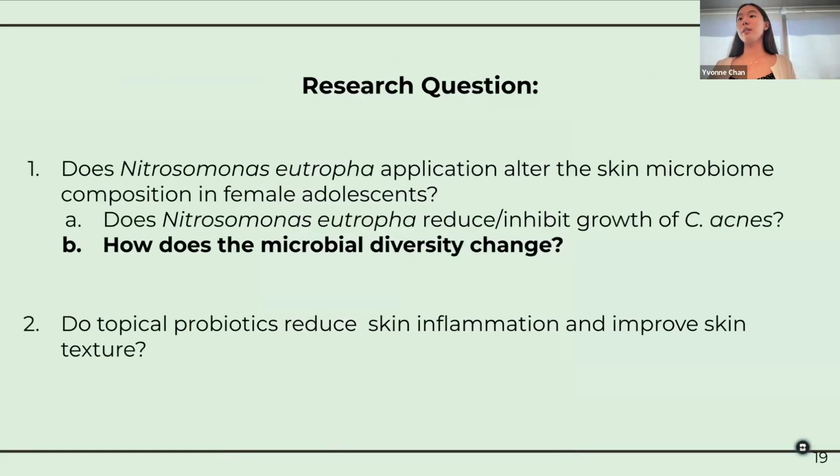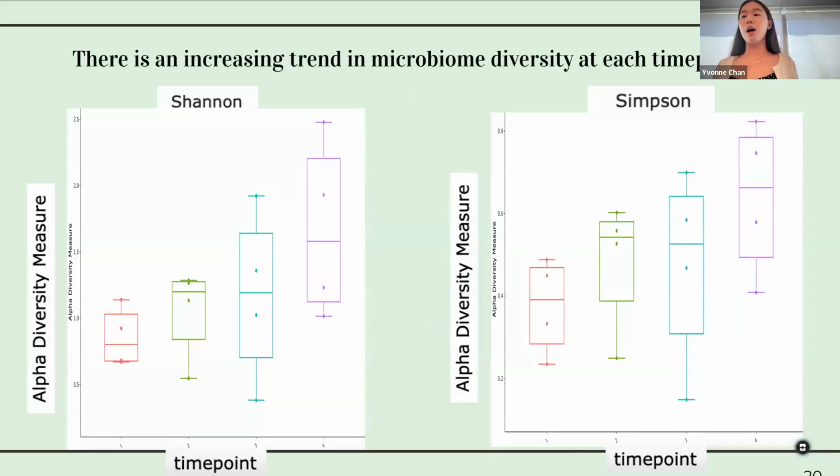And so to target my second research question, how does microbiodiversity change? I looked at the alpha diversity measure, and so the Shannon and Simpson index. Shannon emphasizes the rare species, while the Simpson index emphasizes the dominant species in the skin microbiome. And you can see there was an increase in all 4 time points.